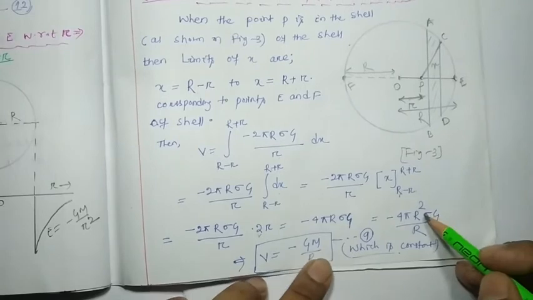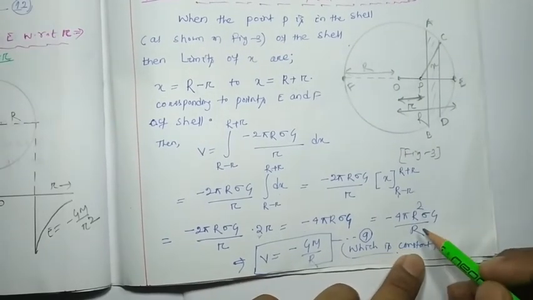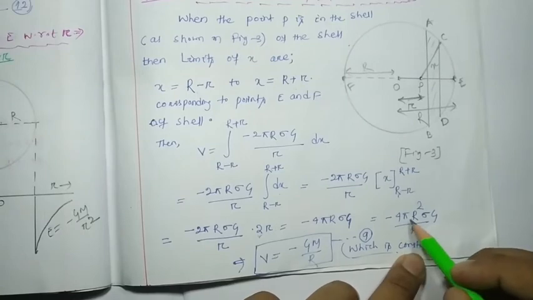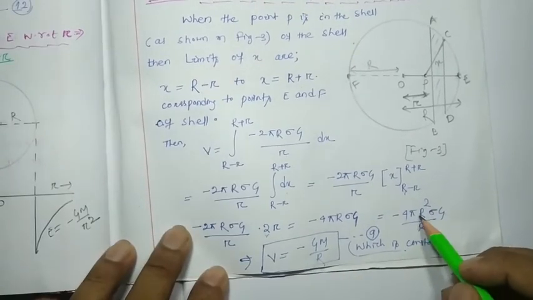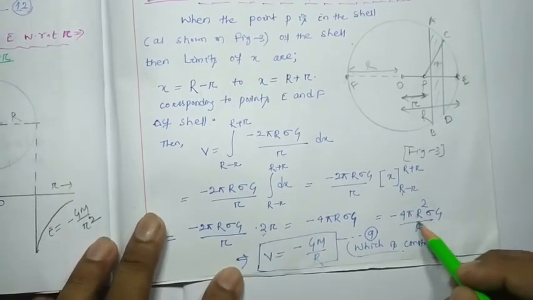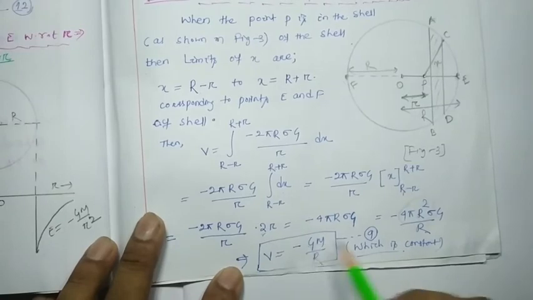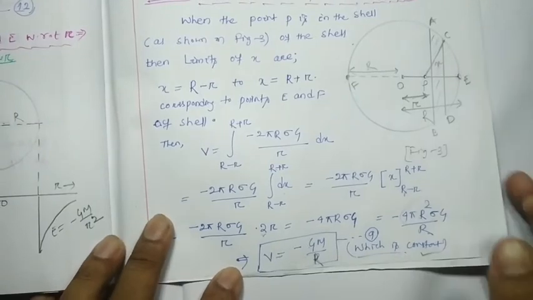Okay, you just multiply r square over here, multiply r on the numerator and divide by r. So it will be 4 pi r square sigma g by r. 4 pi r square into sigma is nothing but your capital M. So minus g capital M by r, which is also constant, right?